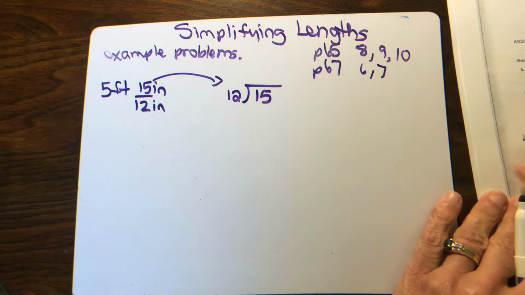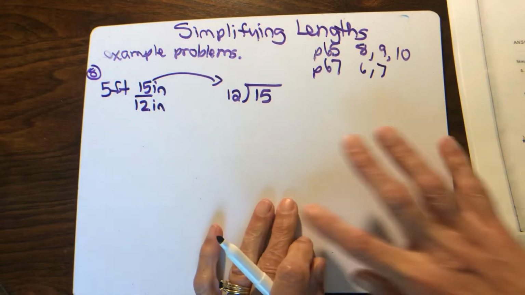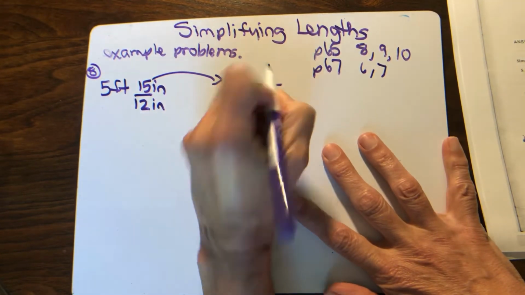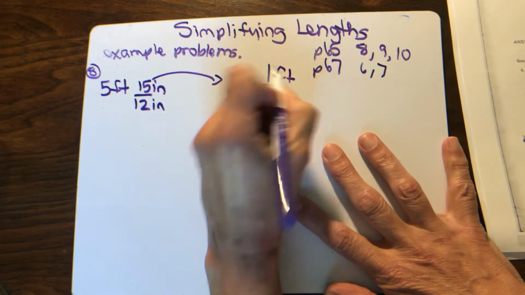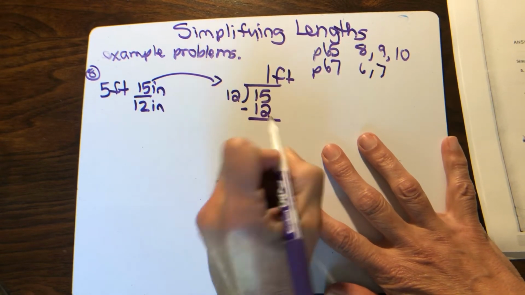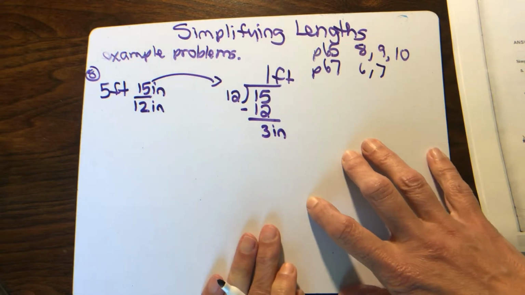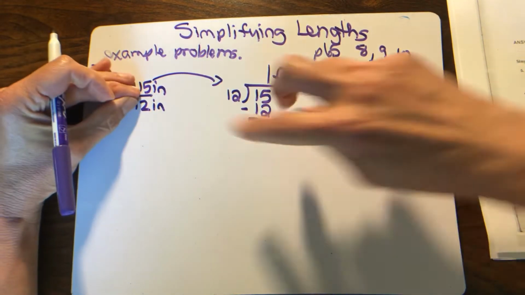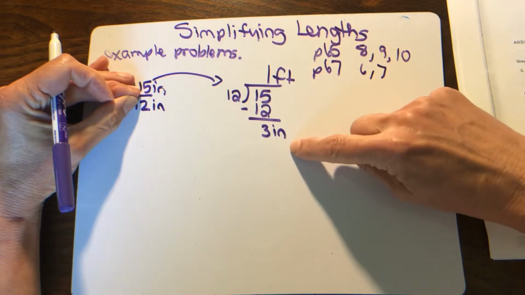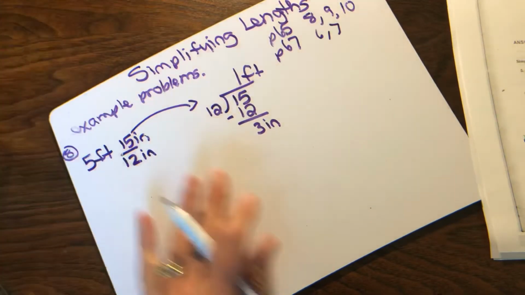Okay, reminder, I am on number 8 on page 65. Work it out. 12 goes into that one time. That's going to go up from inches to feet. 1 times 12 is 12. Do your subtraction, you get 3 inches left over. Yes? You with me on that? So I'm telling you that 15 inches is 1 foot 3 inches. You just saw it on the ruler, so that should make sense to you.